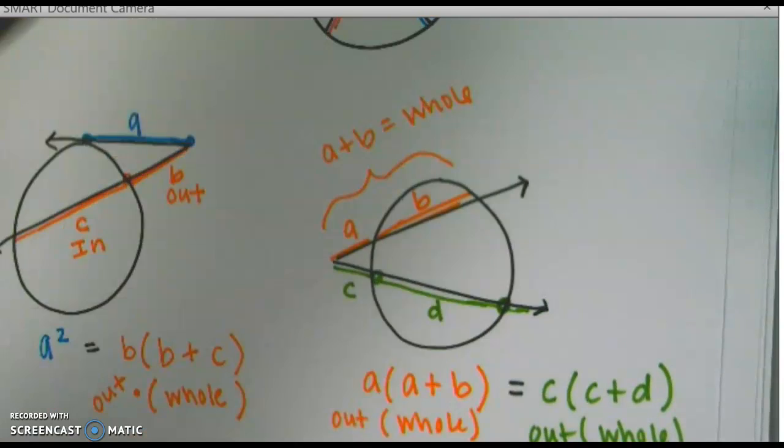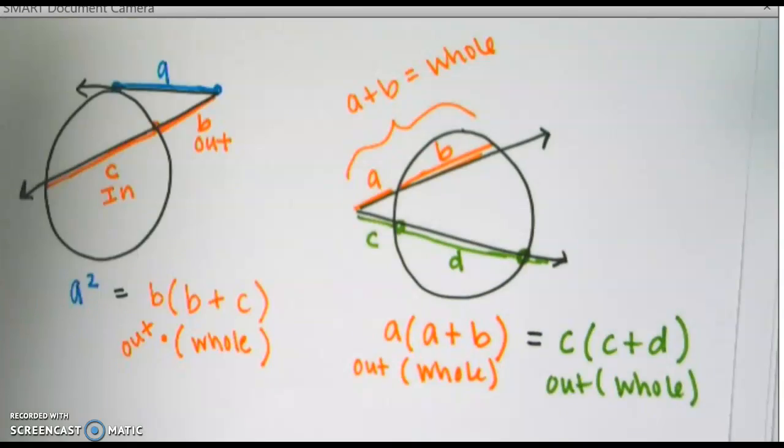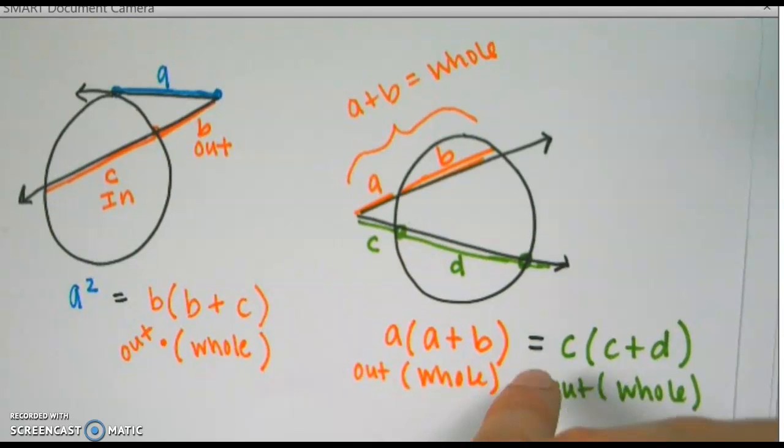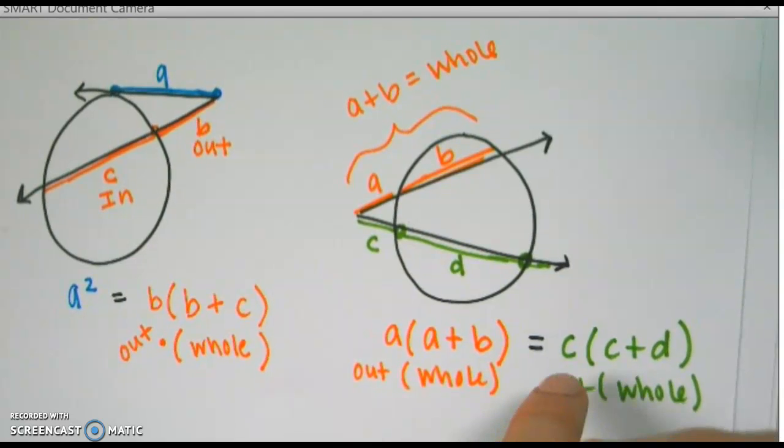All right, and two secants is basically the same idea. Each secant has an outside and an inside. So the way we set up an equation whenever it's two secants is the outside piece times the whole thing. And in order to figure out the whole, we add the outside piece plus the inside piece. So we just set up secant number one, outside times whole, equals the other secant, the outside piece times the whole thing.